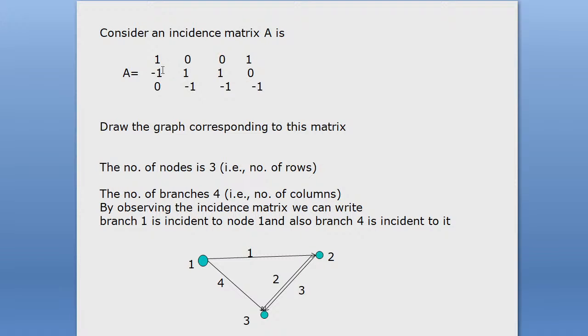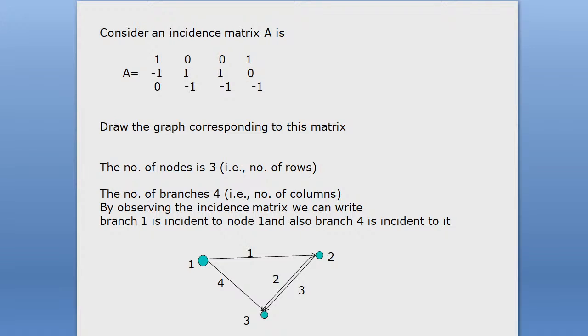Similarly, you can find out the direction of the arrow for node 2 with respect to different branch orientations. Okay, -1, that means node 2 and branch 1 are connected. You see node 2 and branch 1 is connected. -1, it entered node 2, the branch 1 enters node 2. You see the arrow is given towards node 2.